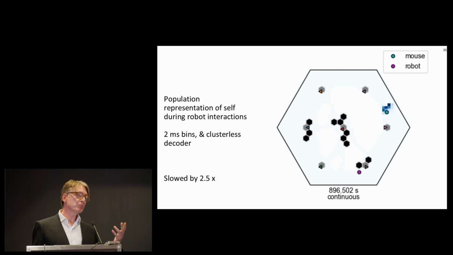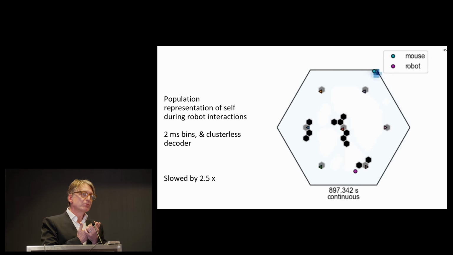And so you're going to see that most of the time, the place cell for the mouse is where the mouse is, but then it drifts. So right here, it doesn't yet see the robot approaching from the lower left or lower right. And now it does see the robot approaching.